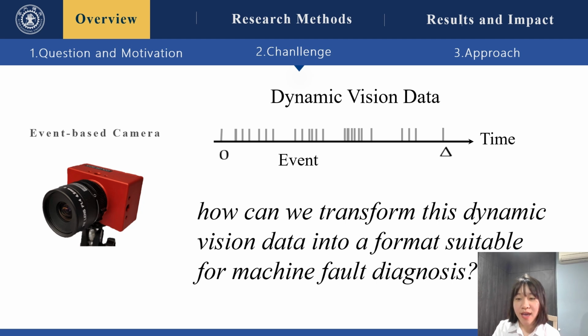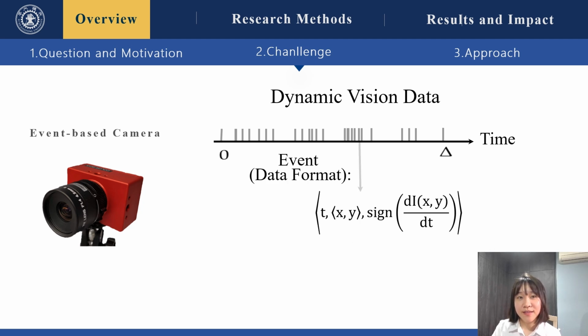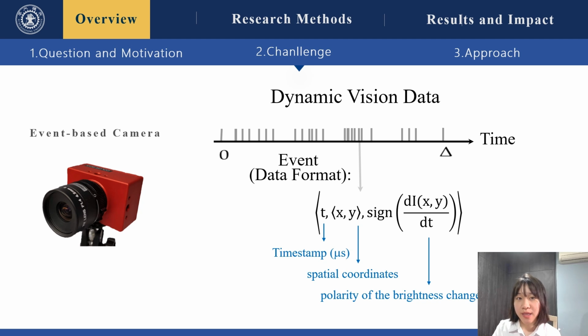The problem here is how can we transform this dynamic vision data into a format suitable for machine fault diagnosis? So let's look at the events recorded here. What exactly is an event? Each event is represented as a four-tuple element where T is the timestamp, X and Y are spatial coordinates, and P is the polarity of brightness change. -1 means brightness decrease, and vice versa.